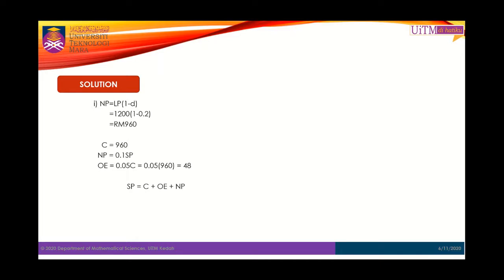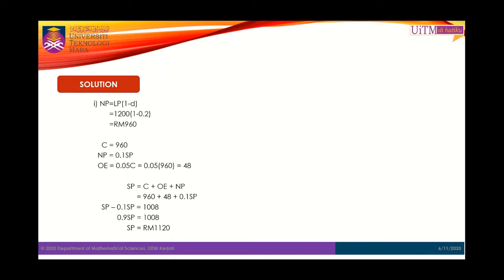All right. So substituting the information, you substitute C with 960, OE with 48, and NP equal to 0.1 SP. Then solving for SP, you get 0.9 SP equal to 1008. So finally, you found the selling price to be equal to 1120 ringgit. So that's all for the first part of the question.